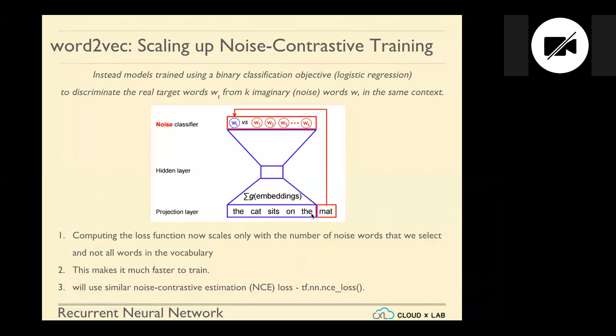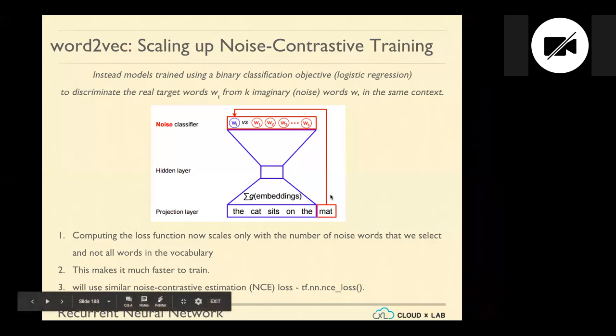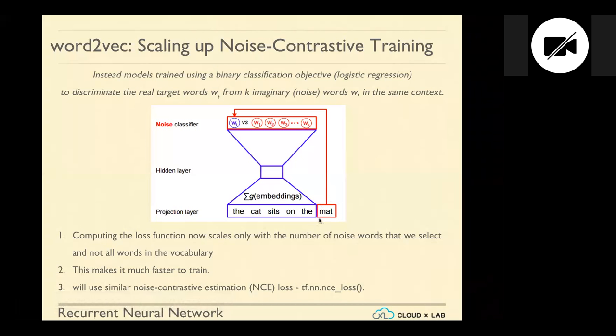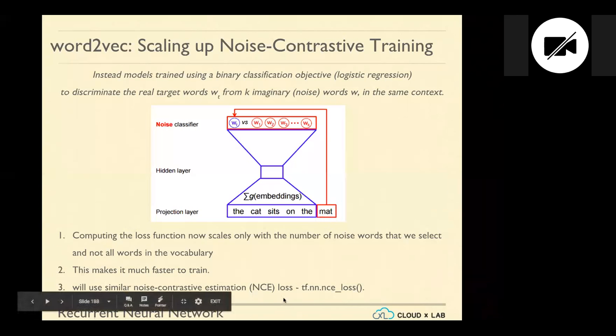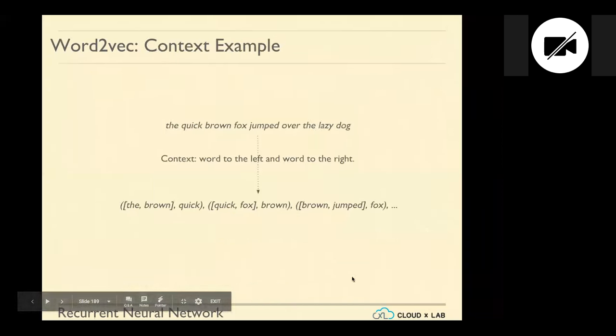So all we have to do is come up with some loss function that represents the loss, as in it's not fitting here. We have to represent mat with numeric values such that it fits after the context. All right, and that's where the noise-contrastive estimation loss comes into play.